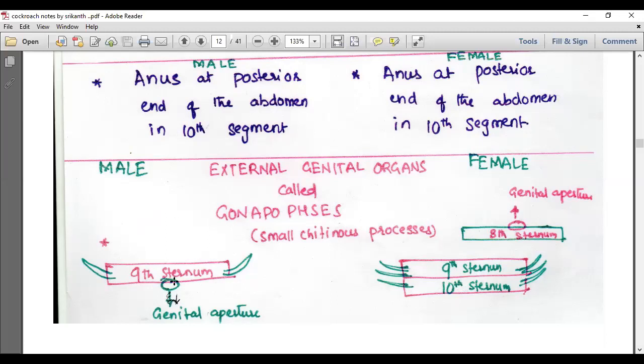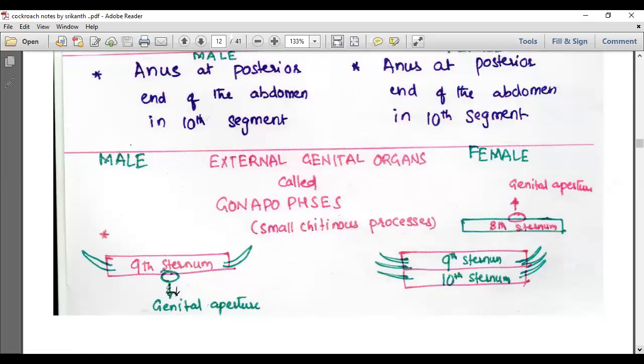Here itself we are showing a genital aperture, that means the male genital pore. In the case of the male, that is the 9th sternum. In the case of the female, that is the 8th sternum. Sternum means ventral side. The female genital aperture or female genital pore is present on the 8th sternum. The male genital aperture is present on the 9th sternum. We repeat this again in the reproductive system also, but for now just remember this particular area.